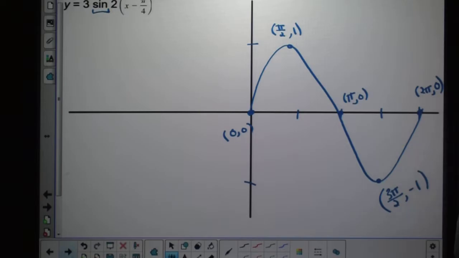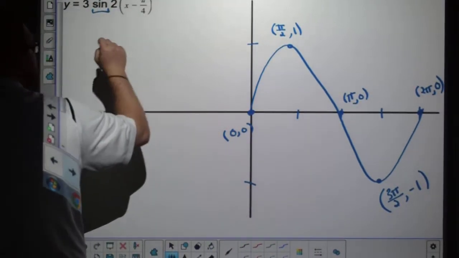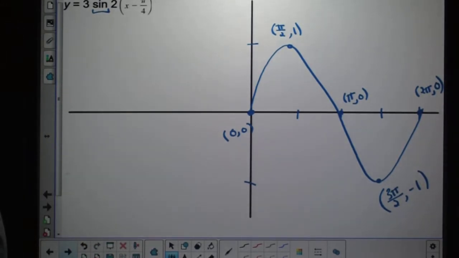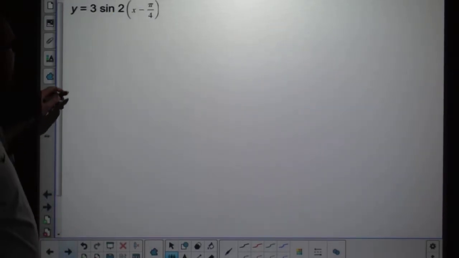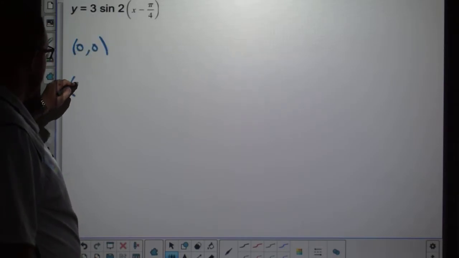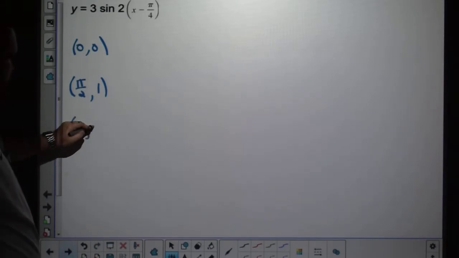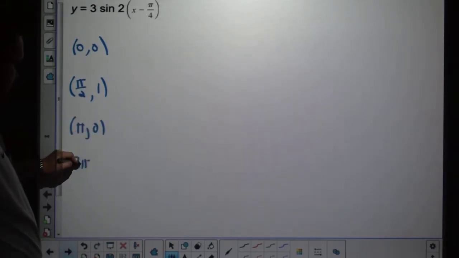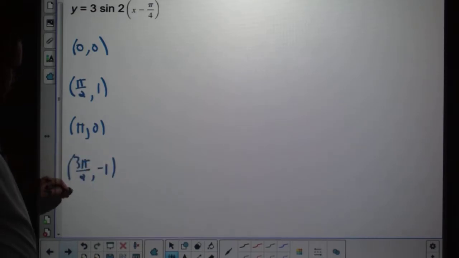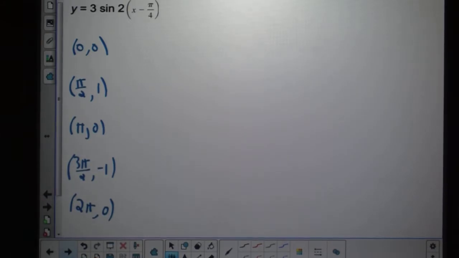So now let's do the transformations. We're going to stretch it by 3, we're going to horizontally shrink it by 2, and we're going to go right pi over 4. But instead of doing it on the graph, I'm going to make a little table. So what are my important points? Well, they were 0, 0; pi over 2, comma 1; pi, comma 0; 3 pi over 2, comma negative 1; and 2 pi, comma 0. Those are the 5 points that really make up one period, and then I just connect the dots.